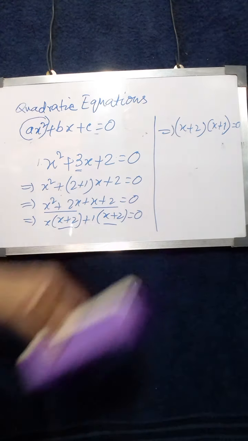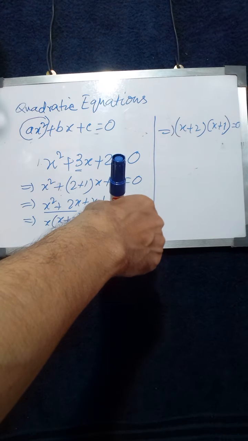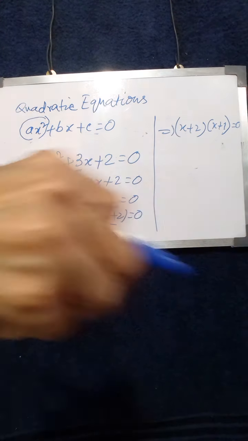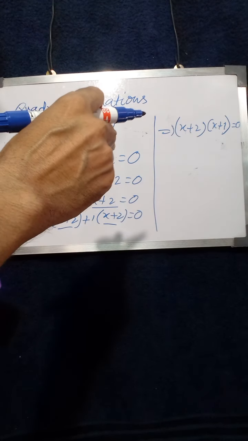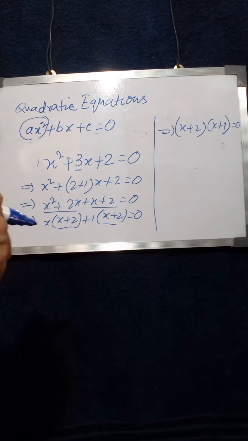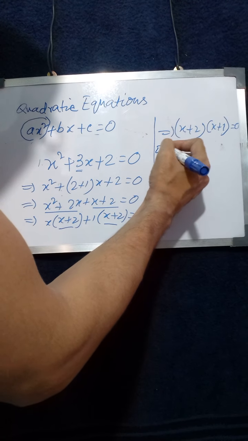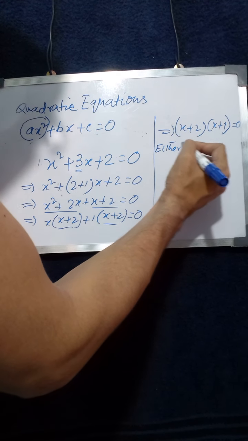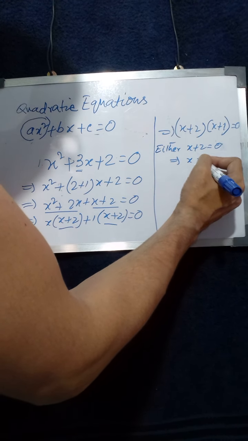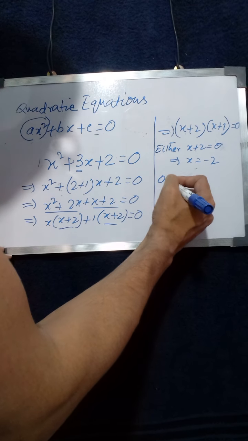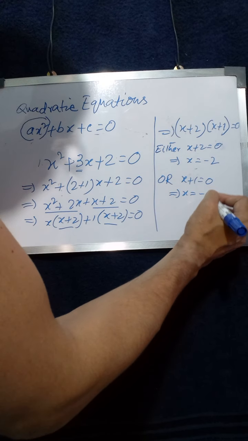See, here we have the product of two factors and the value of which is 0. If the product of two factors is equal to 0, either of the two factors will be 0. This is called zero product rule. Remember this thing, zero product rule. Either x plus 2 is equal to 0, which implies x is equal to minus 2, or x plus 1 is equal to 0, which implies x is equal to minus 1.